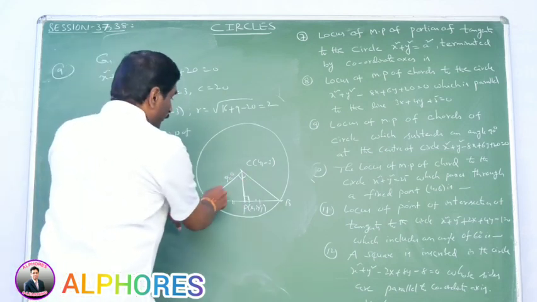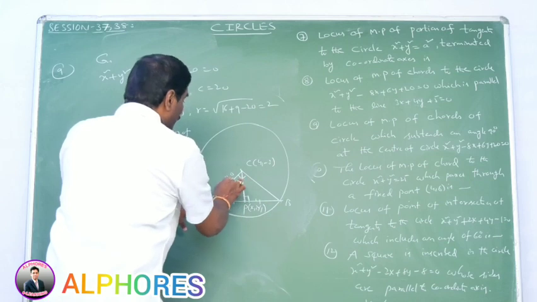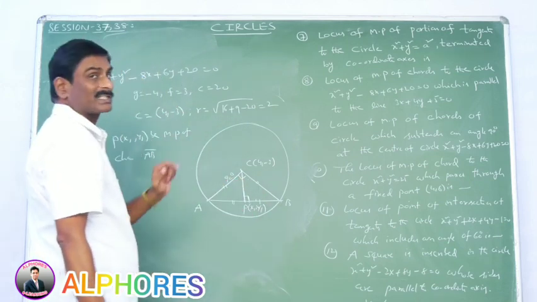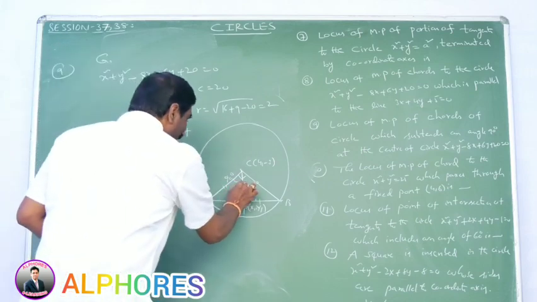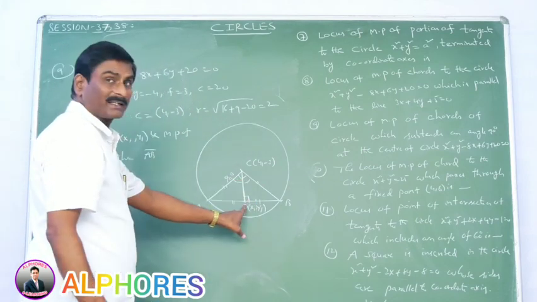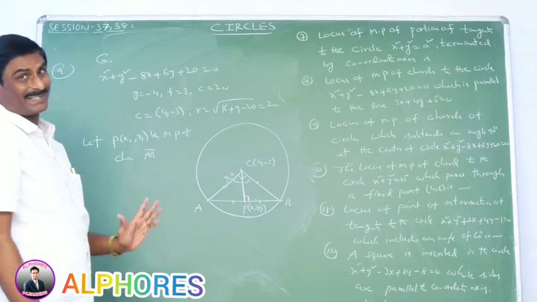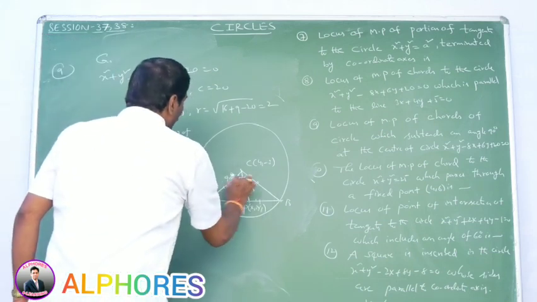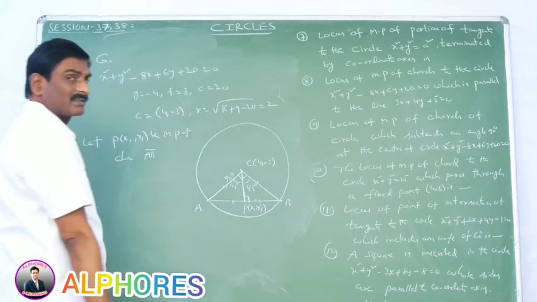Please observe this diagram. In triangle ACB, AC is equal to radius, BC is equal to radius. These two are equal. That means it is an isosceles triangle. That means this angle is equal to this angle. Angular bisector, median, altitude, all are coincident. So this angle is automatically equal to 45 degrees. This angle is 45 degrees. Any doubt?